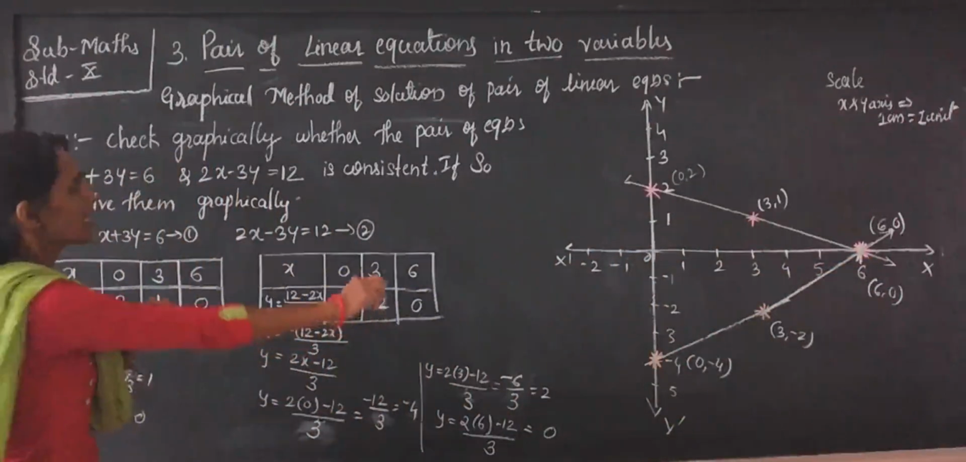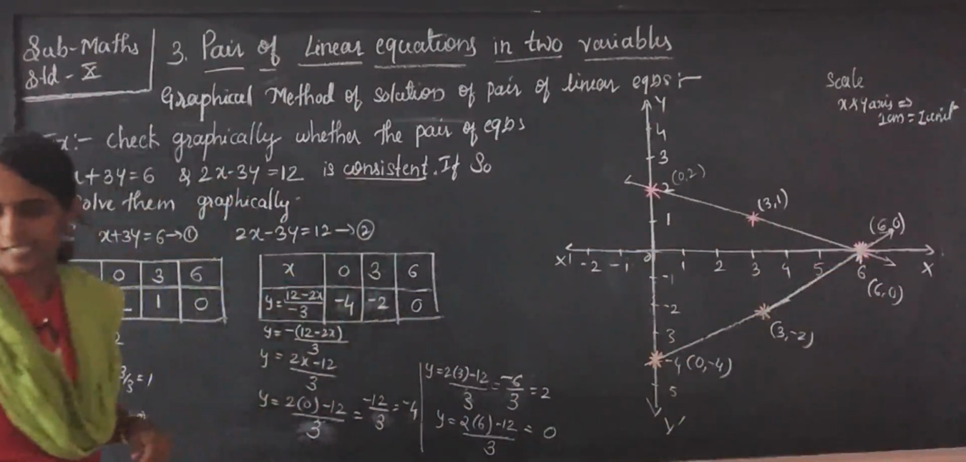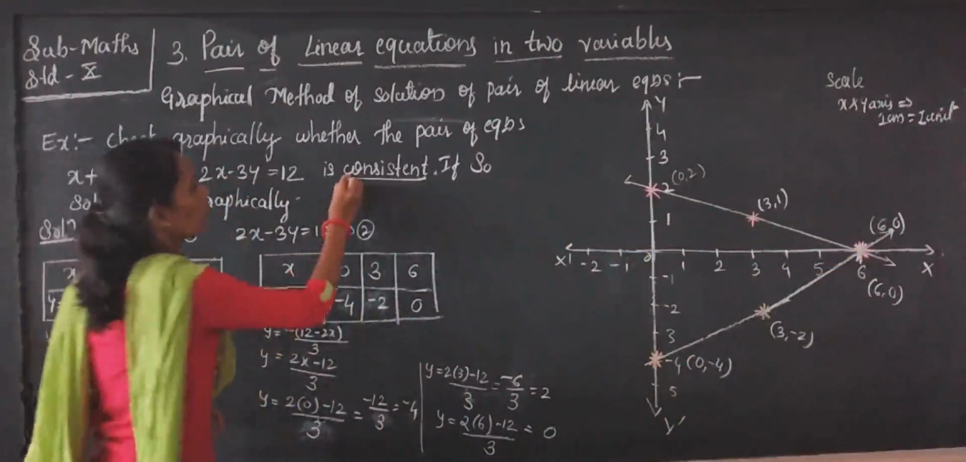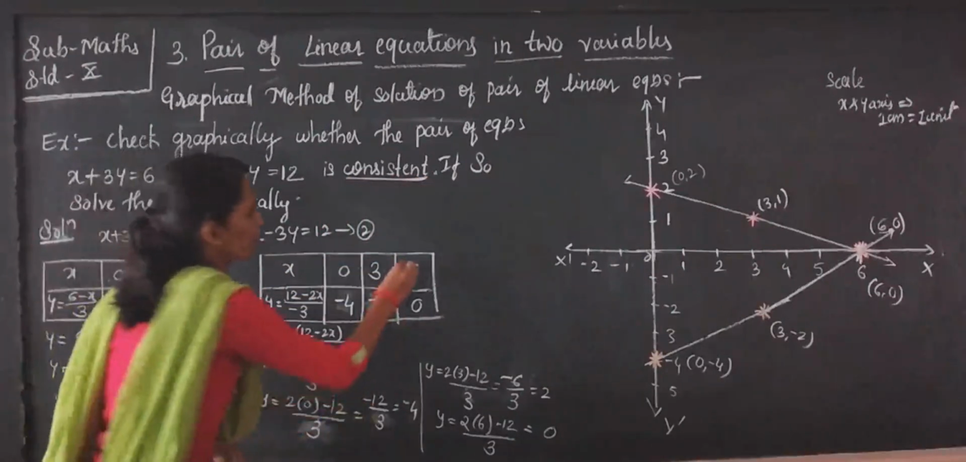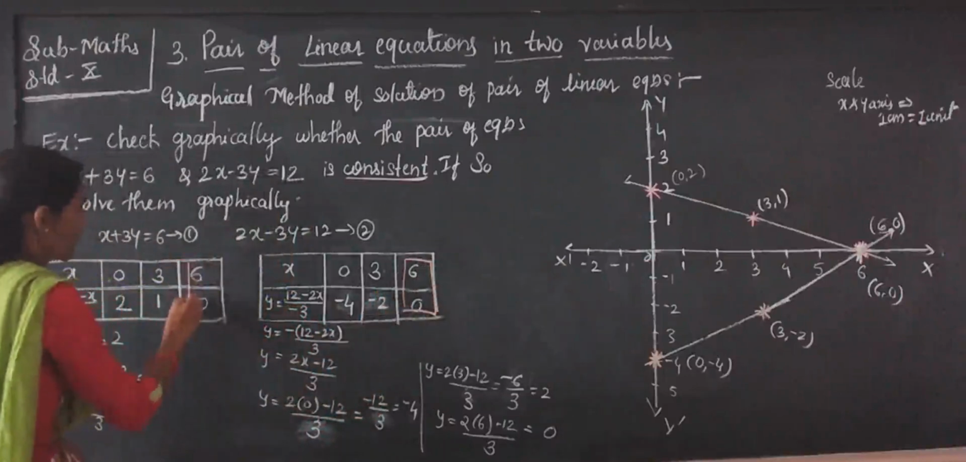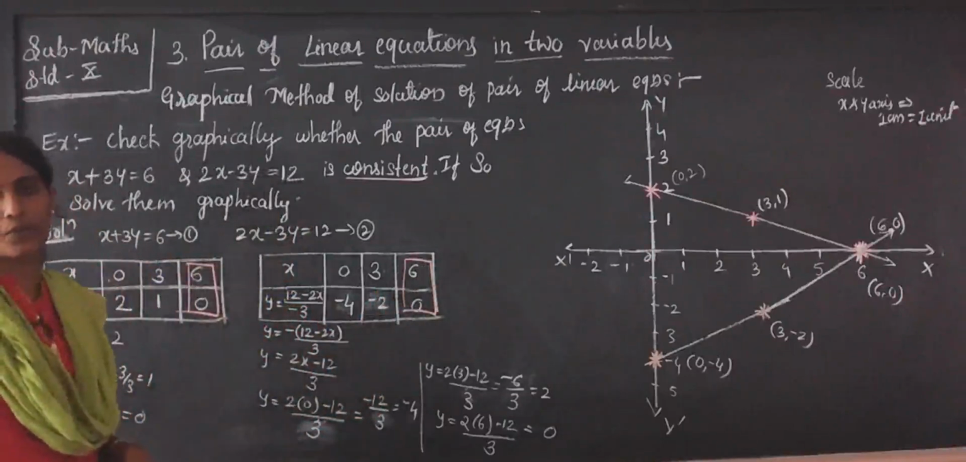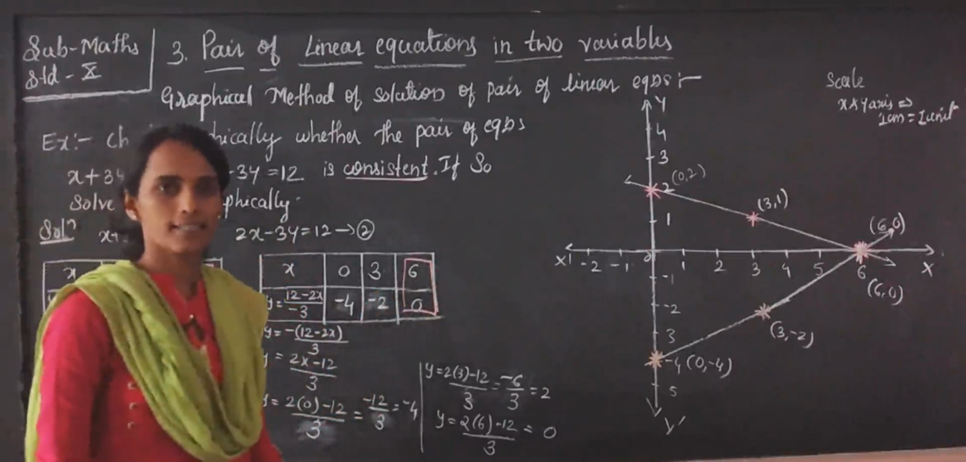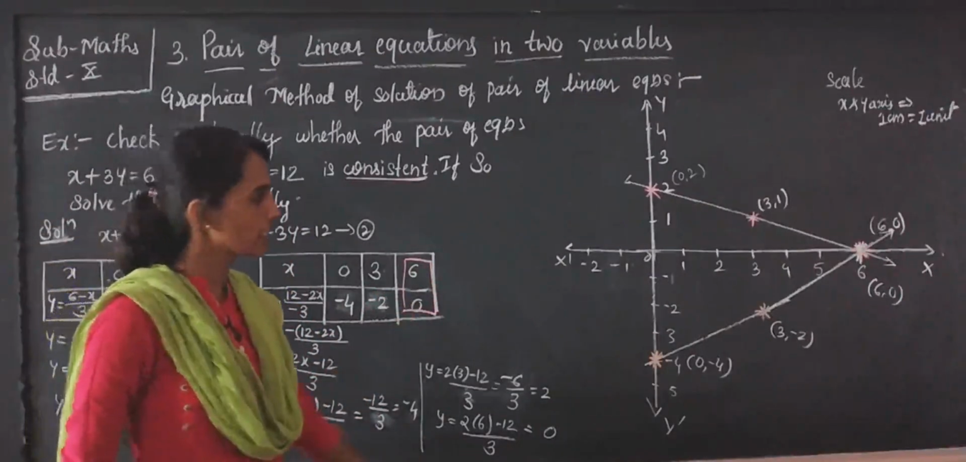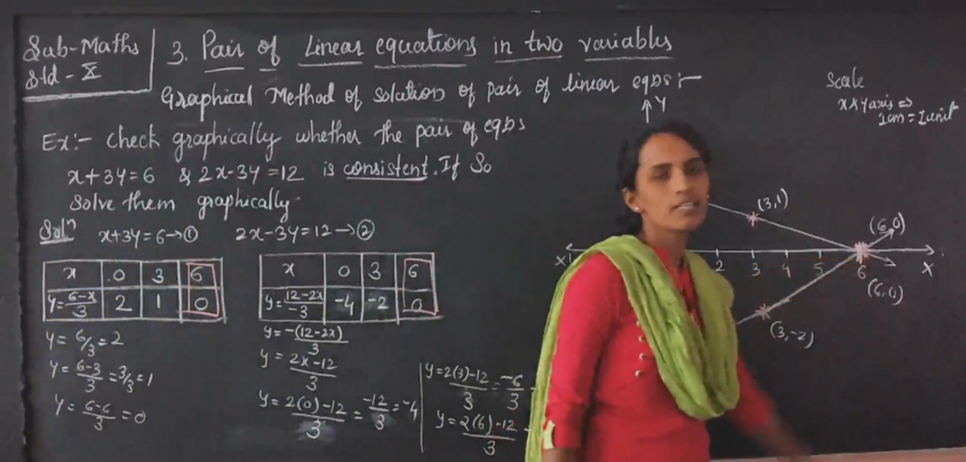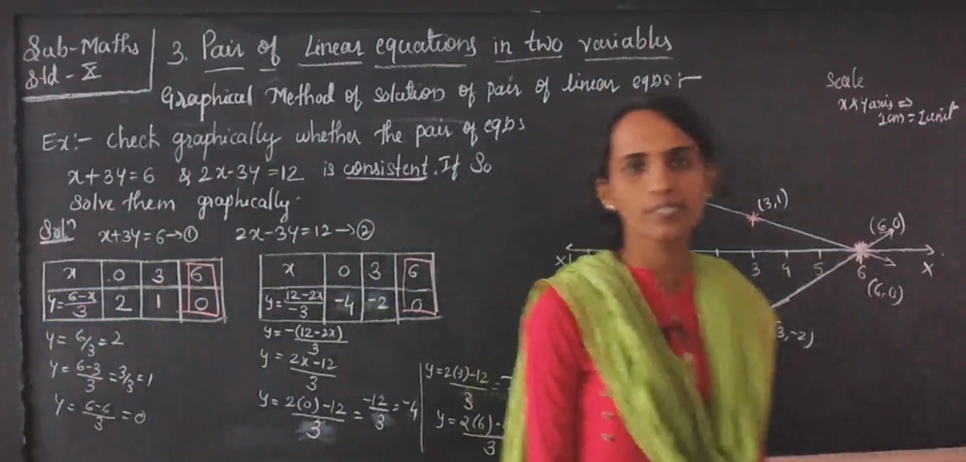So is it consistent or not? Yes, it is consistent because it has one solution and both the lines intersect at a common point, which is (6, 0). Got it now? It means the given pair of linear equations is consistent. It has only one common solution, that is (6, 0). Got it, students?